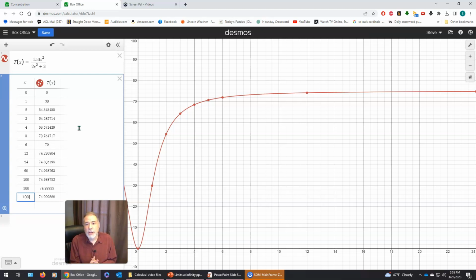limit to how big it gets. It never gets any bigger. It always stays a little bit smaller than 75.